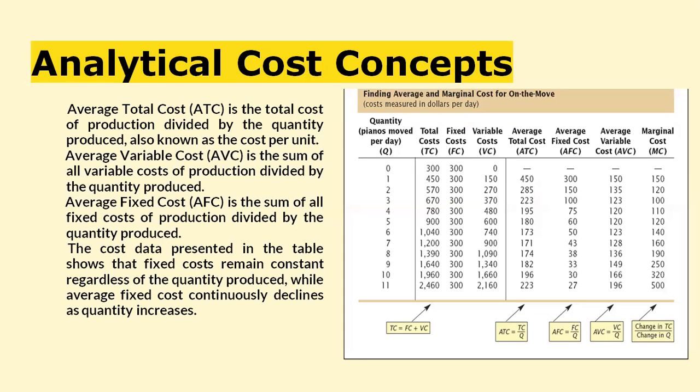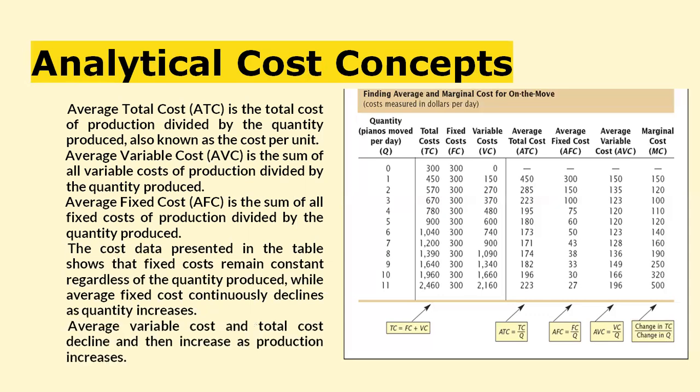The cost data presented in the table shows that fixed costs remain constant regardless of the quantity produced, while average fixed cost continuously declines as quantity increases. Average variable cost and total cost decline and then increase as production increases.